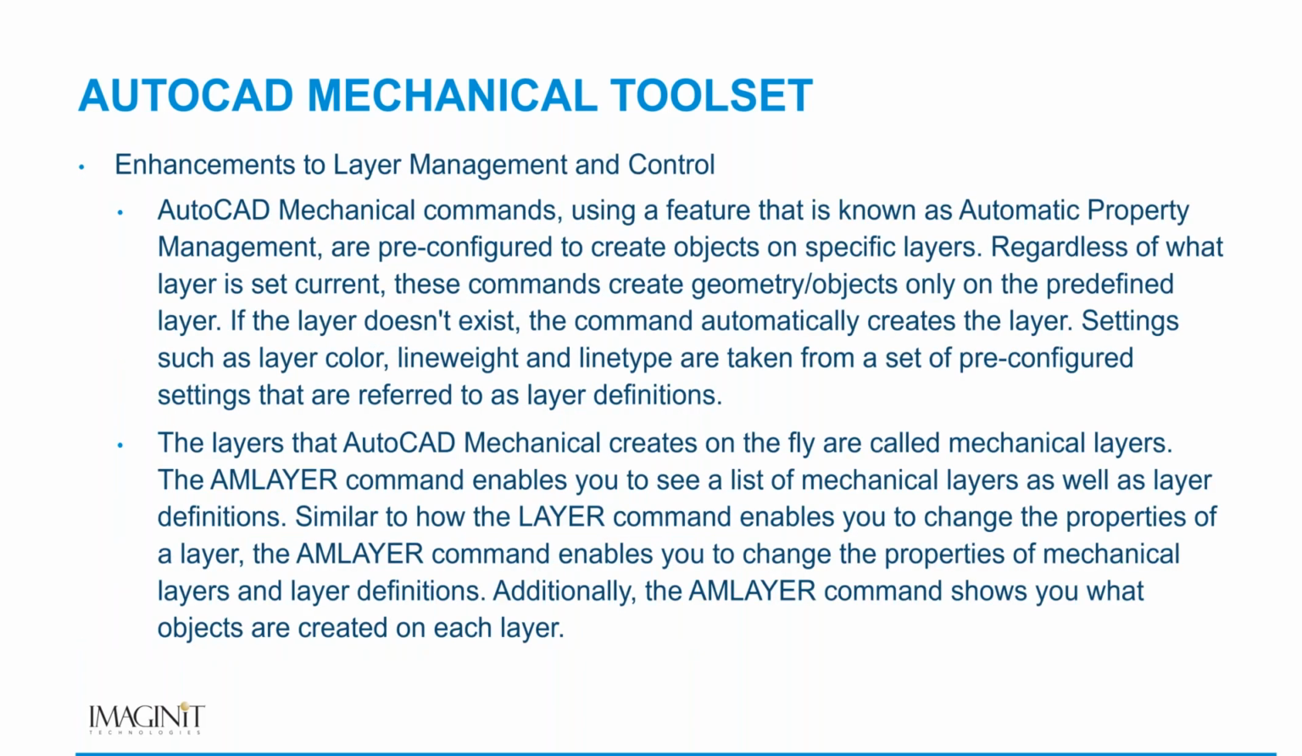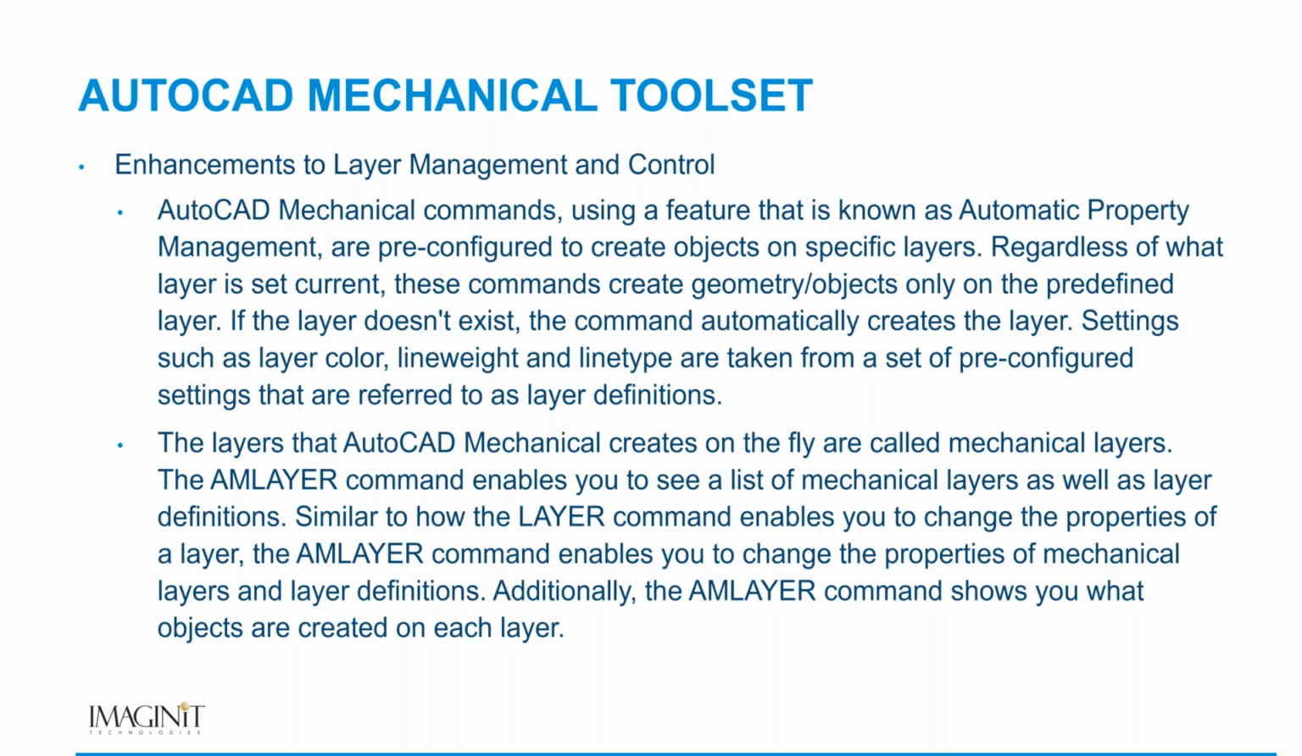So a couple of things here. You've got some enhancements to layer management and control. The AutoCAD Mechanical commands, using a feature that's known as automatic property management, are pre-configured to create objects on specific layers. Regardless of what layer is set as current, these commands create geometry or objects only on the predefined layer. If the layer doesn't exist, the command automatically creates the layer and puts the stuff on it, right? This would be a really nice feature in AutoCAD sometimes.